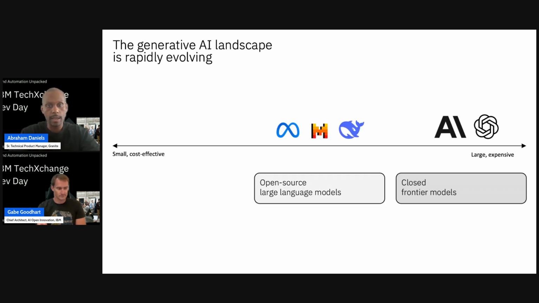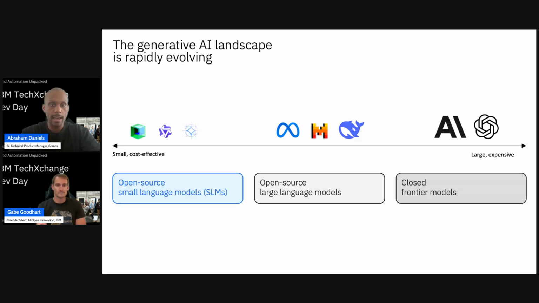The next bucket we really have are the open source large language models, really led by a couple of impressive players in Meta and Mistral and DeepSeek. And they've been able to demonstrate that open source models really can compete with our frontier closed source models.